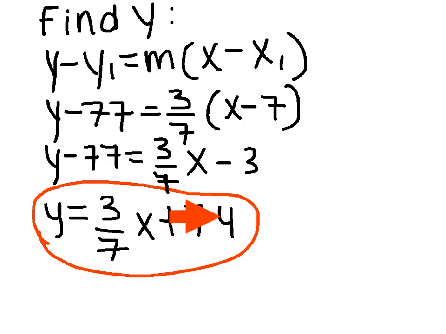To get 74, you set 3 in fraction form and then cross multiply, and the 3's cross out. And then, so 77 minus 3 is 74.